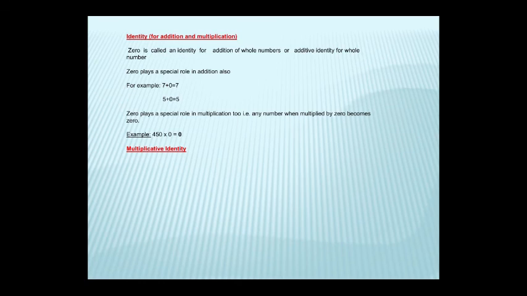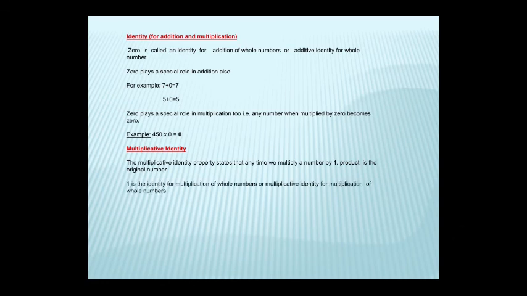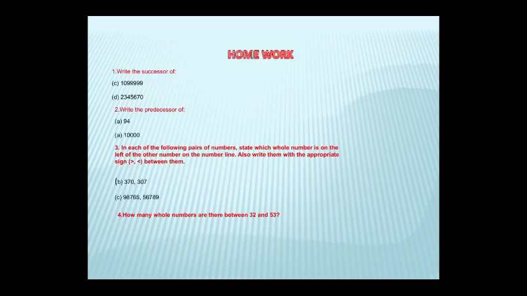Identity law for addition: which is the identity for addition? You have to say 0. And the multiplicative identity property says that any time we multiply a number by 1, the product is the original number only. So 1 is the identity for multiplication of whole numbers, or multiplicative identity. See, 9 multiply with 1, 9 only. 7 multiply with 1, 7 only. So that is the reason you have to say that 1 is the multiplicative identity.